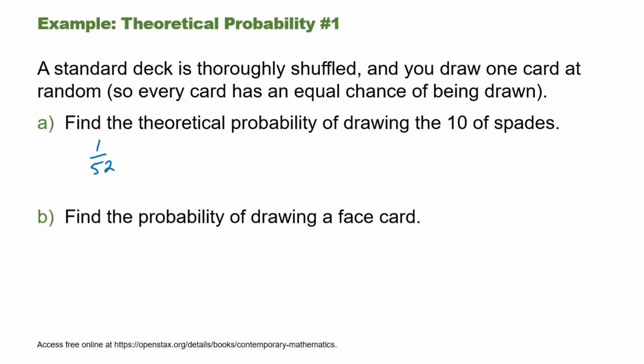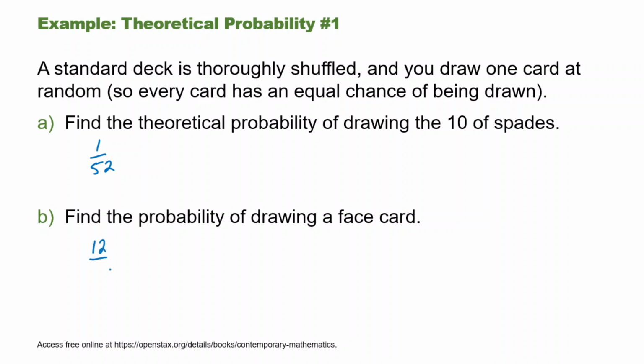Part B, find the probability of drawing a face card. Now these are also called picture cards by some people, but those are labeled as Jack, Queen, and King, and there's one of each of those in each suit, which is the spades, the diamonds, the clubs, and the hearts. And so there are 12 of those. Again, if we look at a diagram of the entire deck, there are 12 of those.